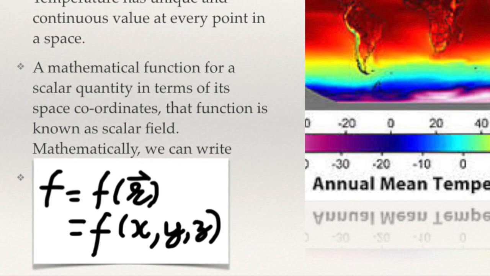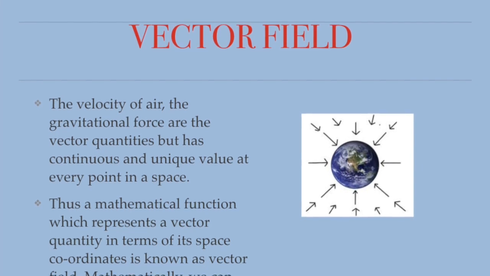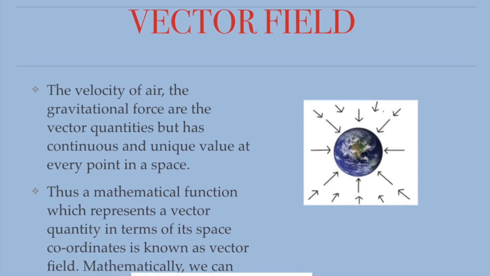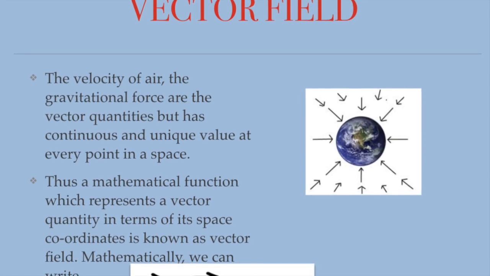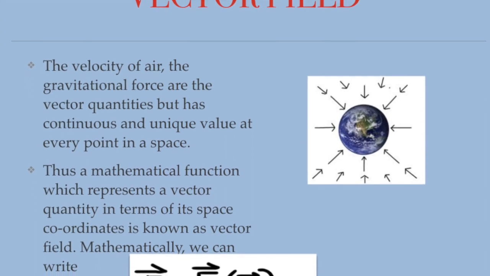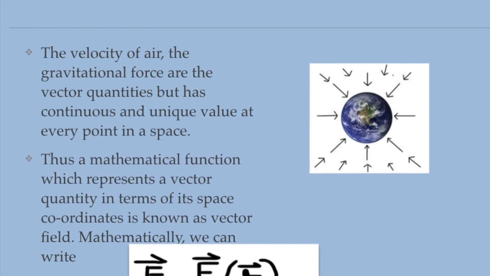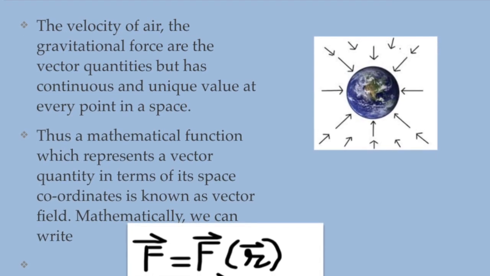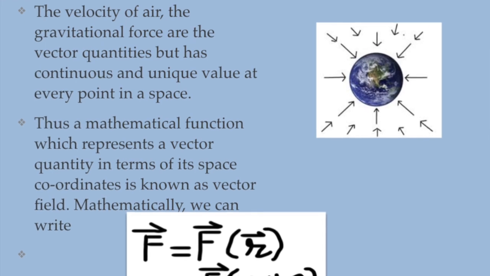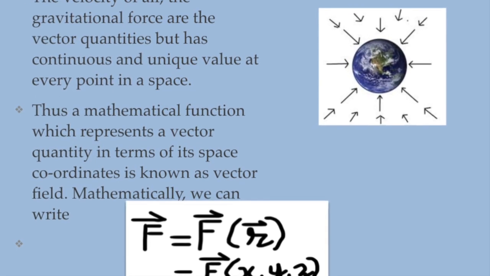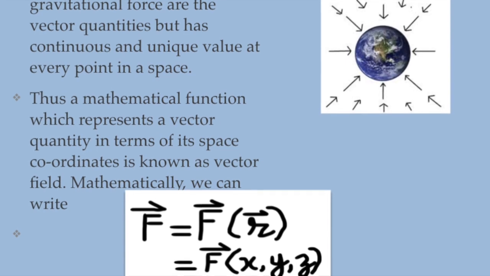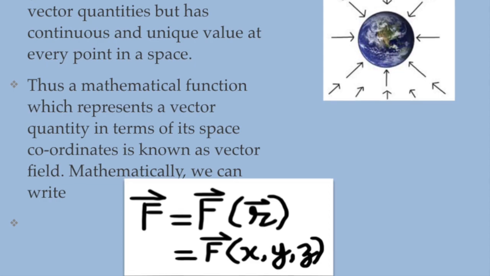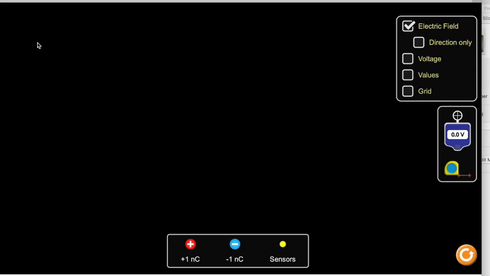Similarly, vector quantities like air flow and gravitational force have a continuous and unique value at every point in space. The mathematical function which represents these vector quantities is known as a vector field. Mathematically, we differentiate it from a scalar by adding the vector sign and direction. Here we represent F vector = F(r vector), where r again represents the x, y, z coordinates of space. Vector quantities we can't see with our own eyes.